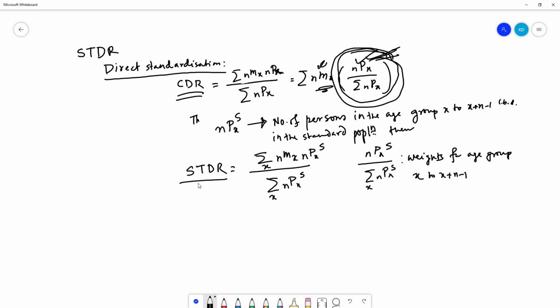A death rate may be adjusted for characters other than age and may be similarly interpreted. In case the death rates for A are specific for both age and sex, the STDR for community A, if we consider age and sex, M for male, this is for age from x to x plus n minus 1.